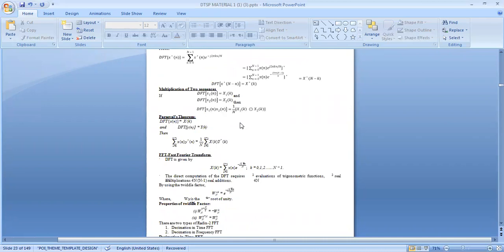Then the multiplication of two sequences: we take the DFT of x1 and x2, and then we take the IDFT, which is 1 by n of x1 of k into x2 of k. The next one, Parseval's theorem. When we take the DFT of x of n, which is x of k, and the DFT of y of n is y of k, Parseval's theorem says summation n equals 0 to n minus 1 of x of n into y star of n is equivalent to 1 by n summation k equals 0 to n minus 1 of x of k into y star of k.